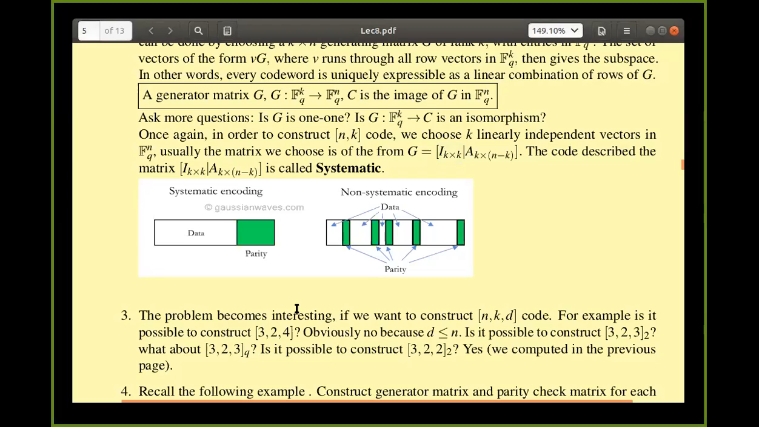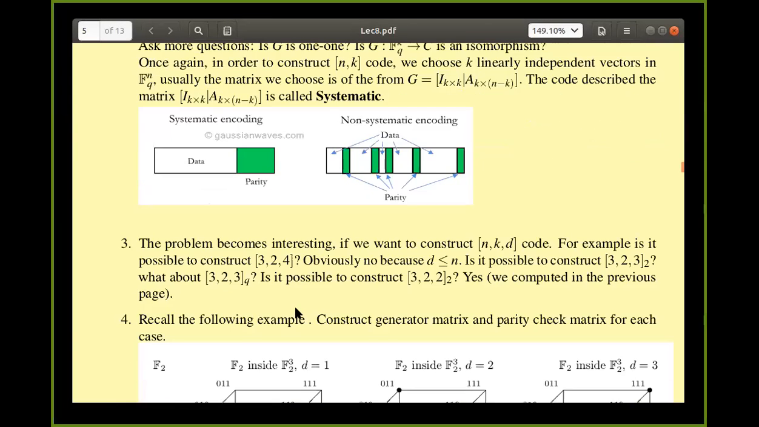Right. Okay. So the problem becomes interesting if you want to construct an [n,k,d] code, d also added. For example, is it possible to construct a [3,2,4] code? A [3,2,4] code means what? n is 3, k is 2, and d is 4. It is not possible, right? We can't do it, obviously, because d is less than or equal to n. We already know distance cannot be more than n, right? Just I am asking. So it is not possible.